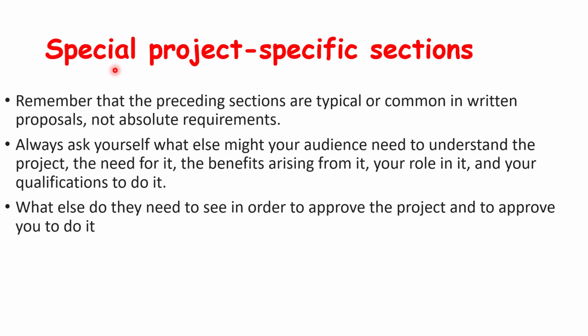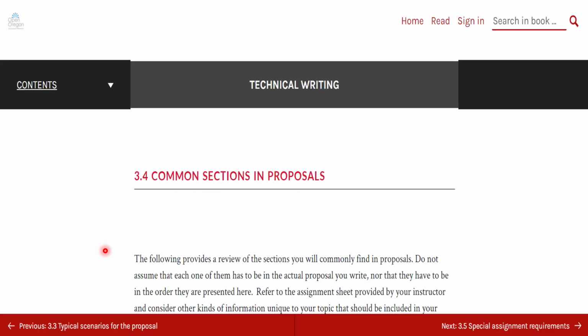The last but not the least, the special project specific sections. Remember that the preceding sections are typical or common in written proposals, but not absolute requirements. This may or may not be included. Always ask yourselves what else might your audience need to understand the project, the need for it, the benefits arising from it, your role in it, and your qualifications to do it. What else do they need to see in order to approve the project and approve you to do it? So these are basically the appendices that you need to add in extra to your proposal report.